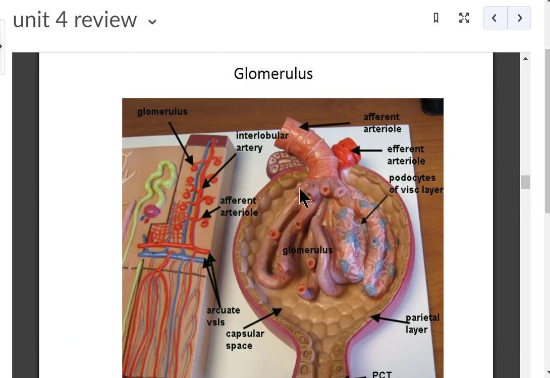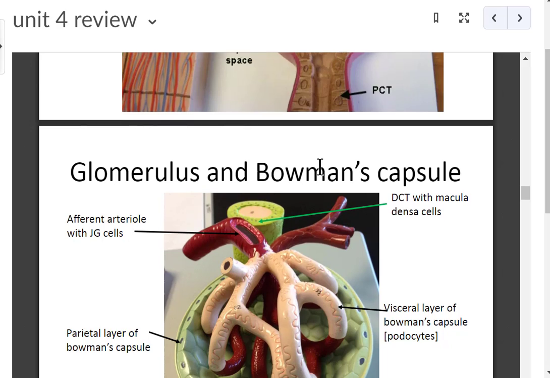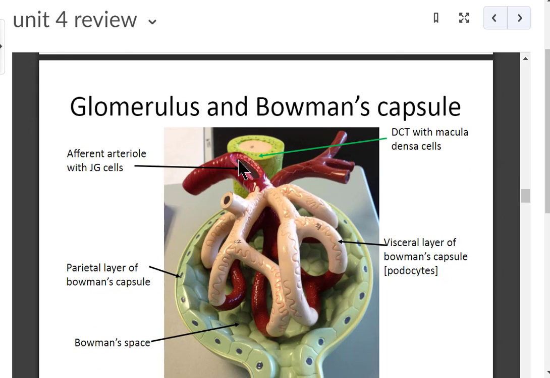Now here, when we look at the glomerulus and the Bowman's capsule, which together are known as the renal corpuscle. So here is the afferent arteriole, which is a wider arteriole, efferent narrower, so that there's a pressure buildup here in the glomerulus itself, so that filtration can occur. And in this afferent arteriole, you have special cells called JG cells, which monitor blood pressure because blood flows through it.